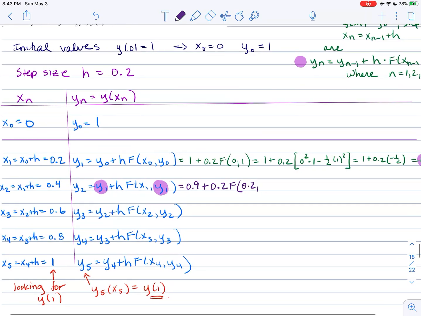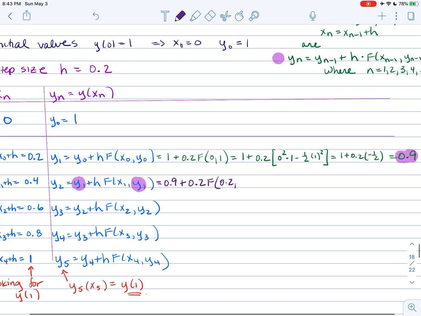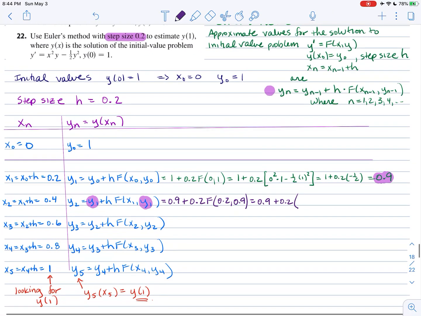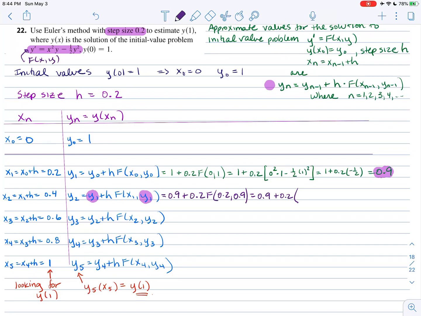And now we have our y1, and our y1 was 0.9. And now I'm going to begin again. I'm just going to make that calculation. I'm going to use 0.9 plus 0.2, and I'm going back, and now instead of using zeros and ones, I'm still using that x squared y, right? This is our derivative. That is our f of x,y, is this value here, and that's what I'm doing in there.